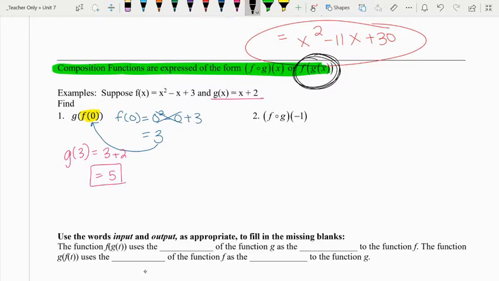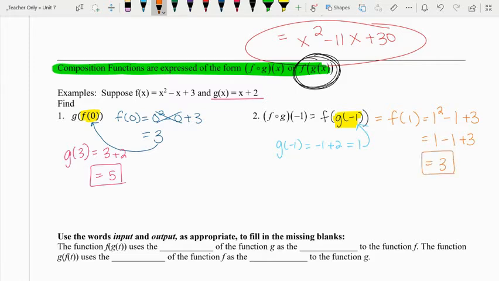On the next one, it's in the other form, so like I said, I always like to change it first. So we have f of g of -1. Then it's easier for me to see that I'm finding g of -1 first. So g of -1 would be -1 plus 2, which is 1. So we're taking 1 and plugging it in here to tell us that we are actually finding f of 1. So again, we have x squared minus x plus 3, which is really 1 minus 1 plus 3, which gives me 3. So final answers are 5 and 3 here.